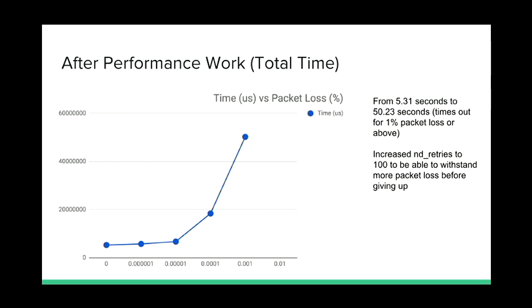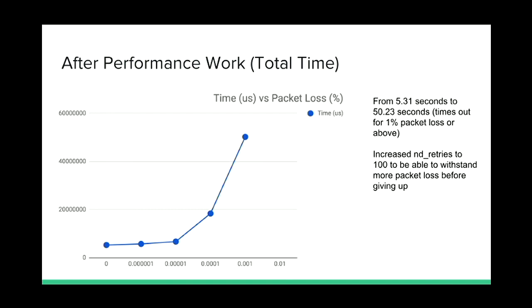So after the performance work, mostly just doing that sender side buffering, we can dump 2 gigabytes in 5 seconds, and with a tenth of a percent of packet loss, within 50 seconds, so less than a minute. It still times out for 1% packet loss or above. That's the sliding window stuff that I need to do.